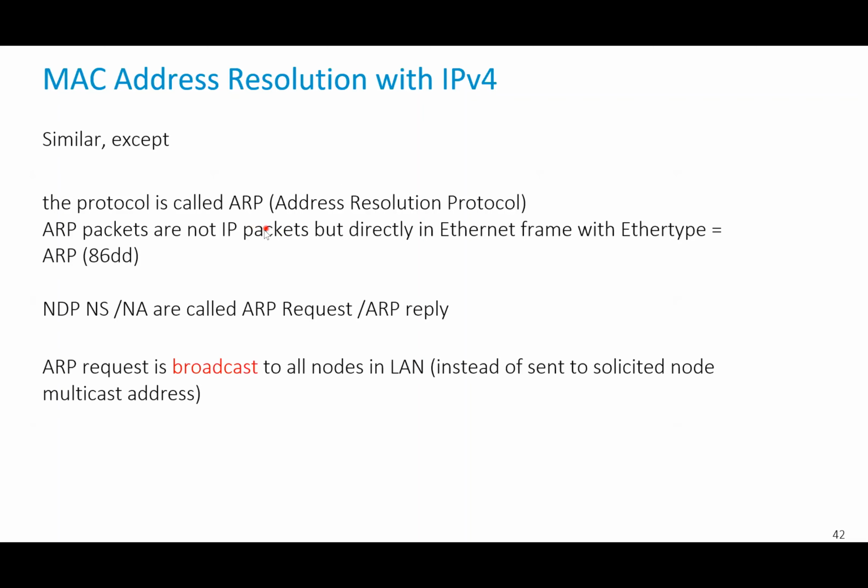So ARP for IPv4 is a standalone protocol, which is visible in the fact that it has an Ether type. It is an Ethernet frame with an Ether type, which is for ARP here. And the major difference is we don't use solicited node multicast addresses. Of course, we don't do such exotic things with IPv4. Why?